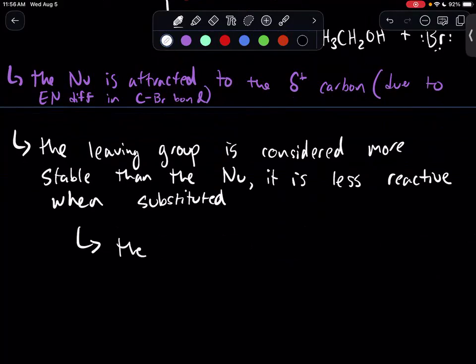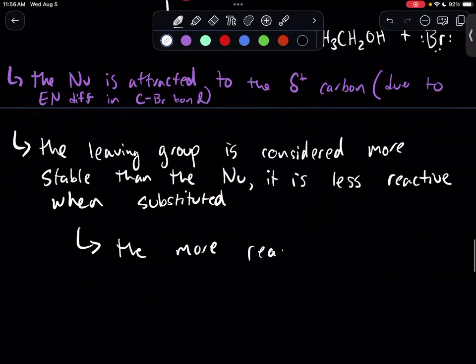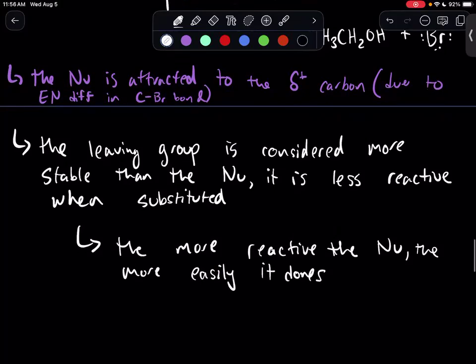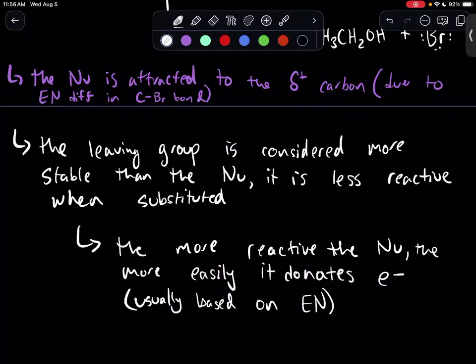Generally, the more reactive the nucleophile, the more easily it donates electrons. And this is usually based on electronegativity. Most of the time, you can just figure it out from electronegativity.